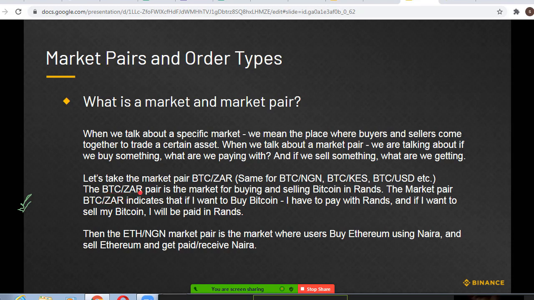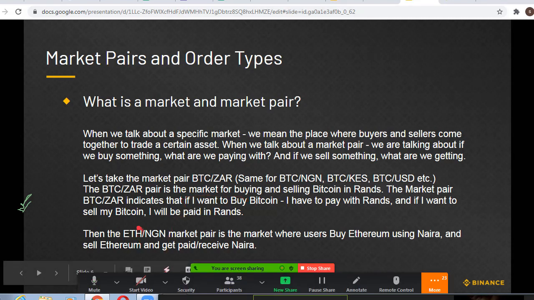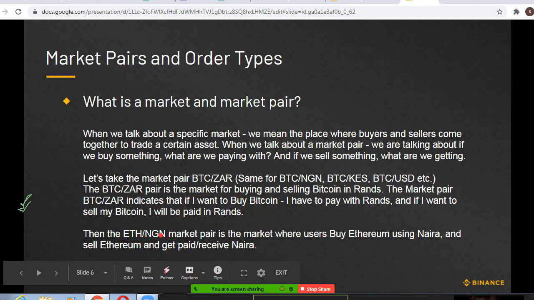That's what it means. Now, the market pair BTC ZAR indicates that if you want to buy BTC, you have to pay with rand. And if you want to sell, you also get paid in rand. I've said that earlier. The same thing with Ethereum, that is ETH-NGN. It means that a user can buy Ethereum using Naira and sell Ethereum and get Naira back. That is a market pair. They exist in pairs.